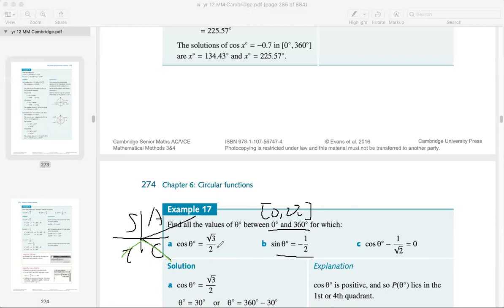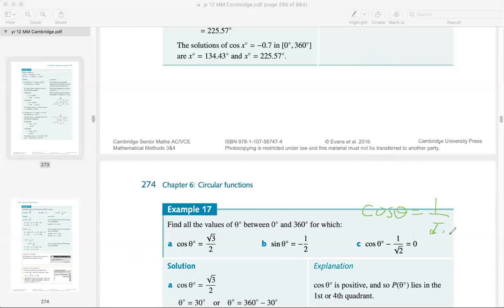Same thing applies for part C, but for part C we have to shift a little bit because I need my cos theta equals something, instead of cos theta minus something equals 0. In such a case, my cos theta equals 1 over root 2. So according to ASTC, it will be on the first quadrant and on the fourth quadrant. On the first quadrant, it will be pi on 4, and on the fourth quadrant, it will be 7 pi on 4.